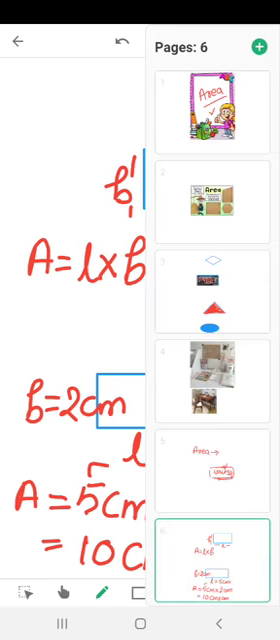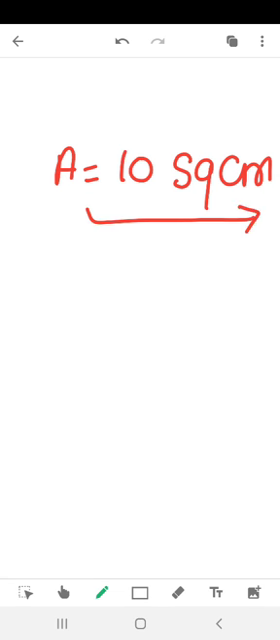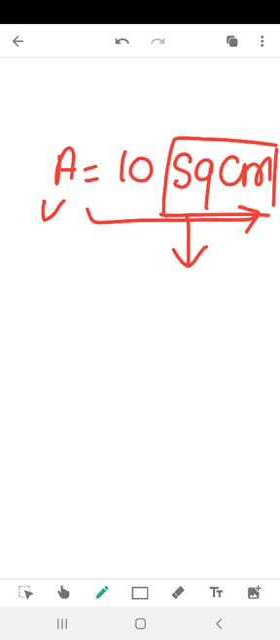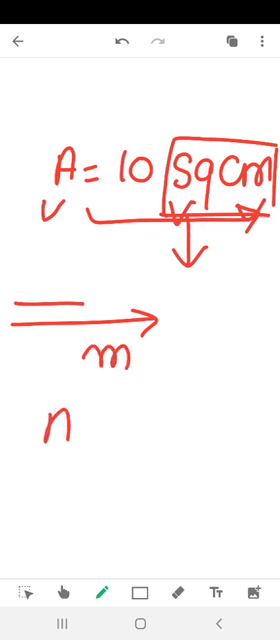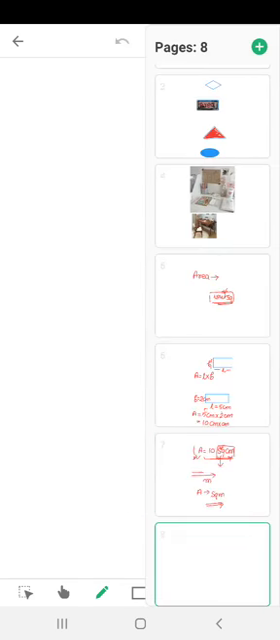That gives you area is equal to 10 centimeter square, or you can write 10 square centimeter. Now this is the same thing that I was talking about. Whenever you find out the area, it will always be in square units, square centimeter. If the measurement is given in meter, then the area will be in square meter, and the same thing goes on. So the area will always be in square of the unit. This is very important, and this is what you have to understand.